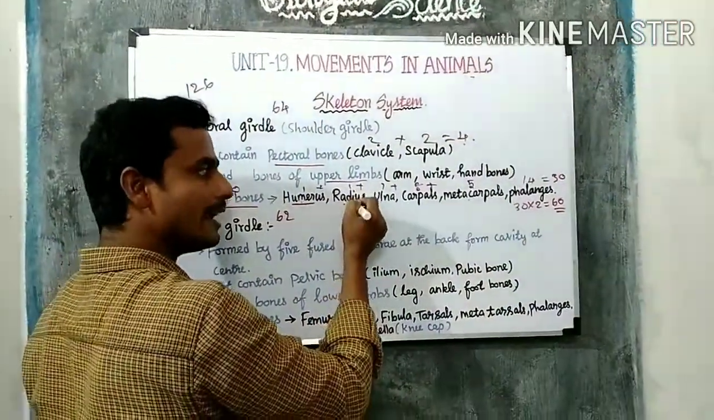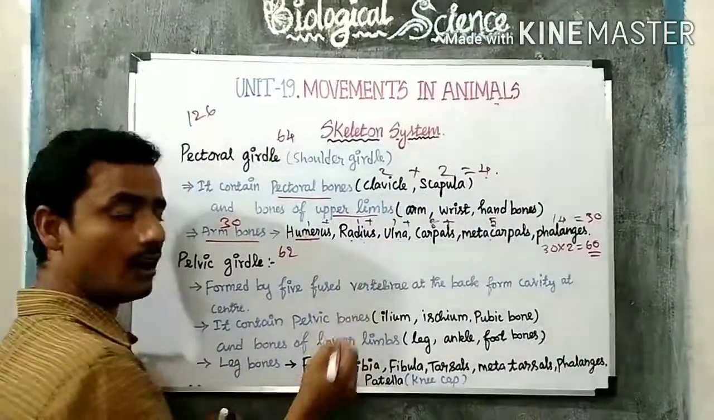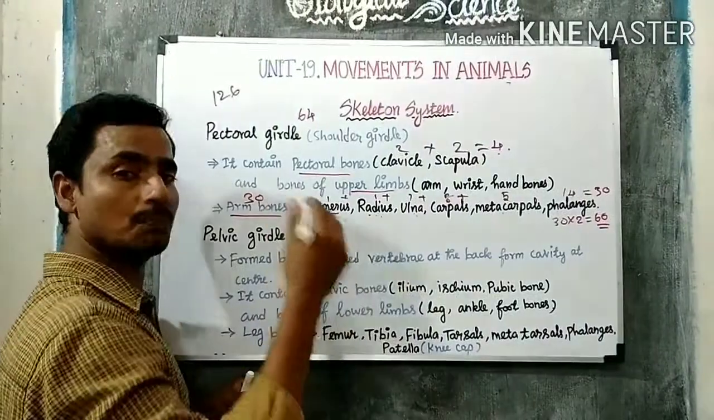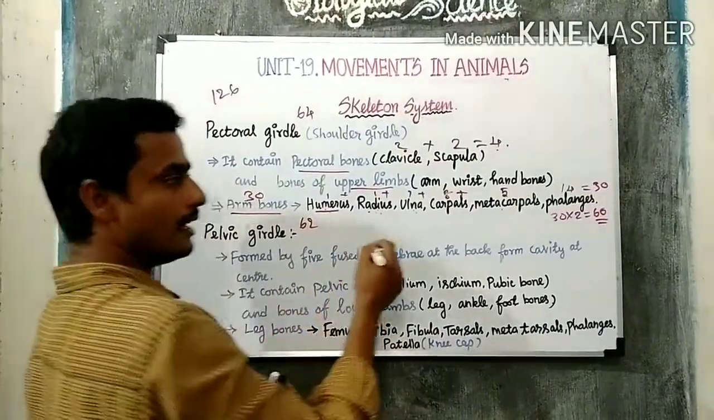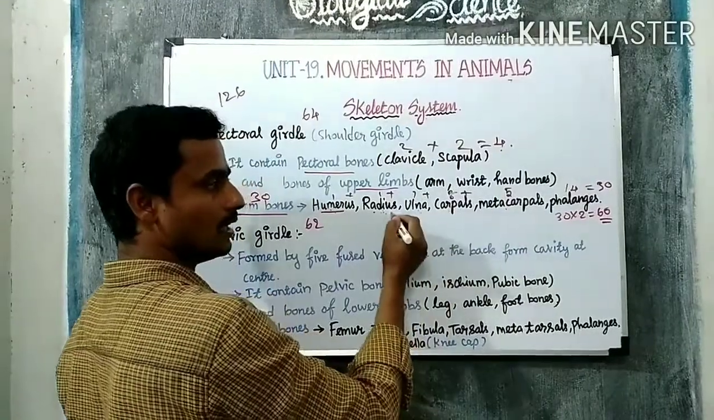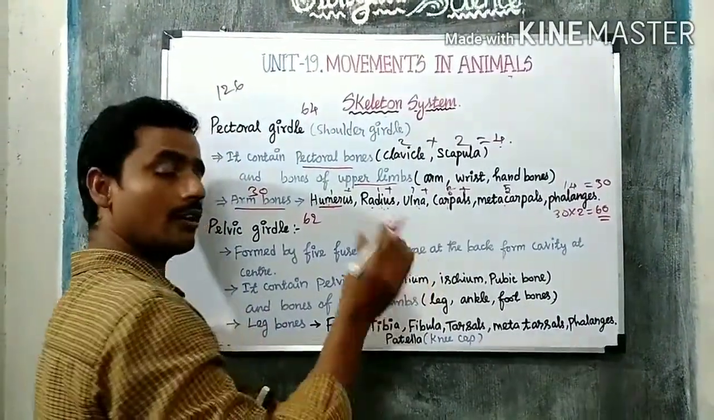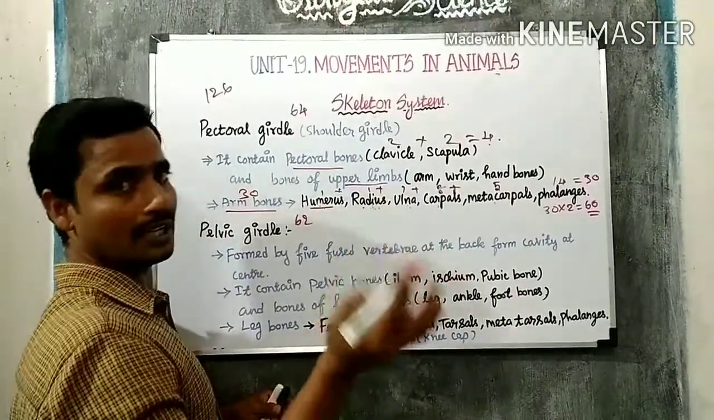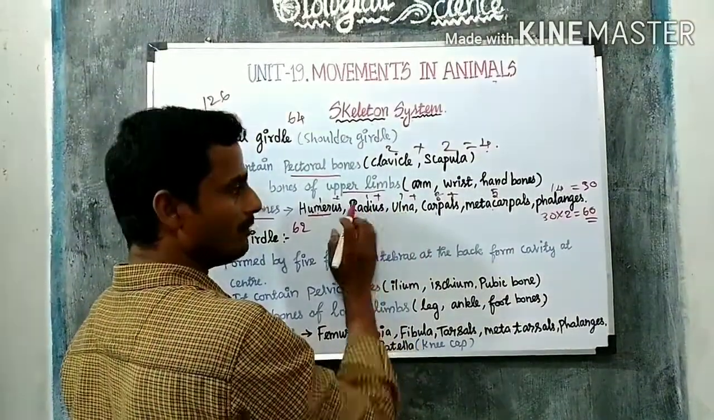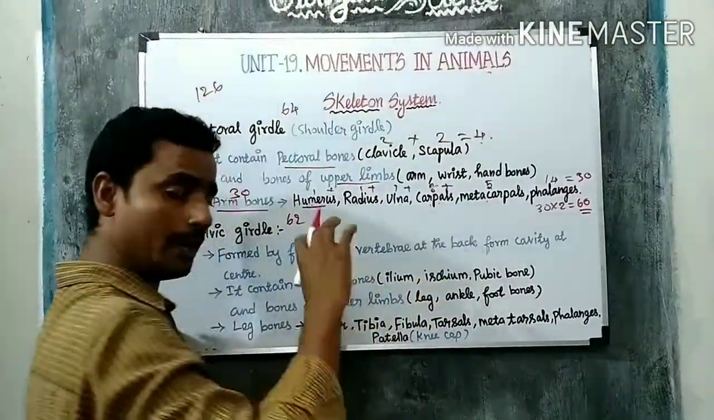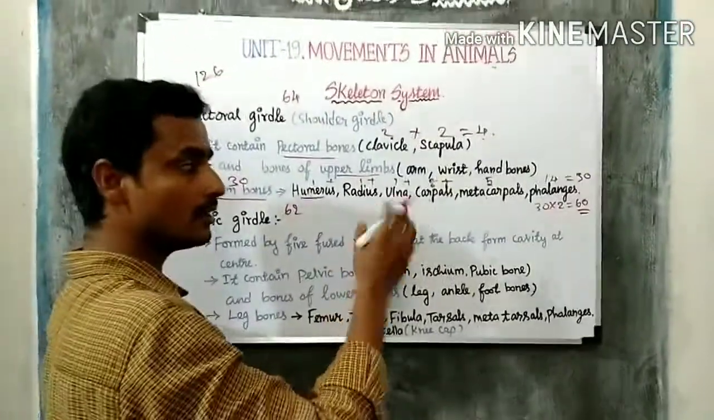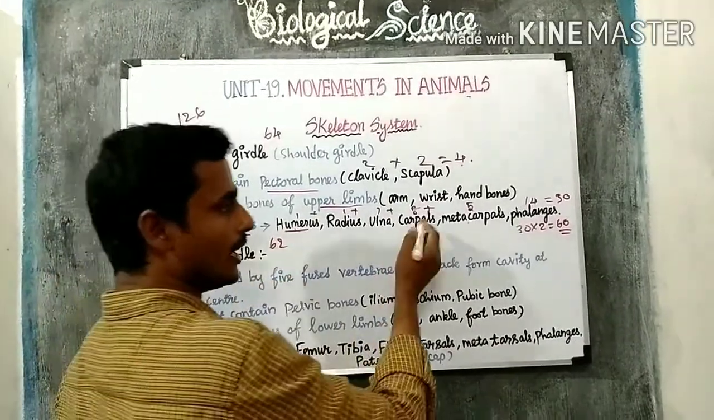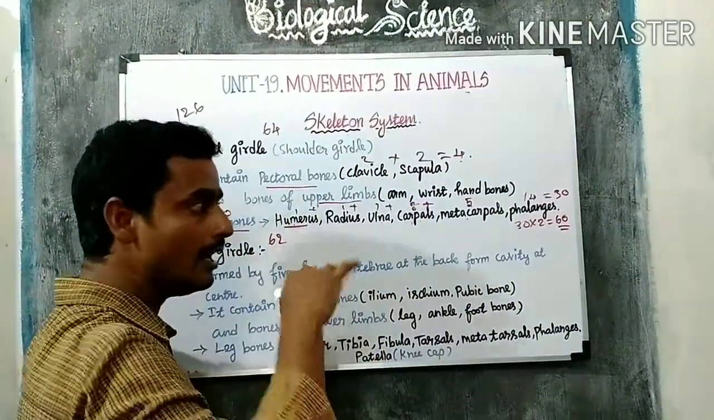Then the joint between radius and ulna is called a pivot joint. The joint between radius and carpals is called the radiocarpal joint, or condyloid joint, or elliptical joint. Then the joint between the carpals is called a gliding joint because they are flat bones.